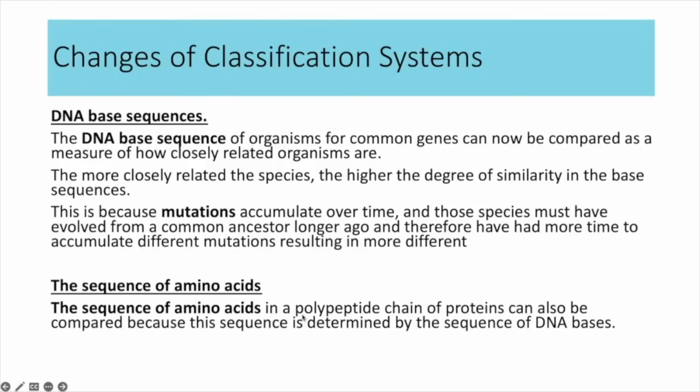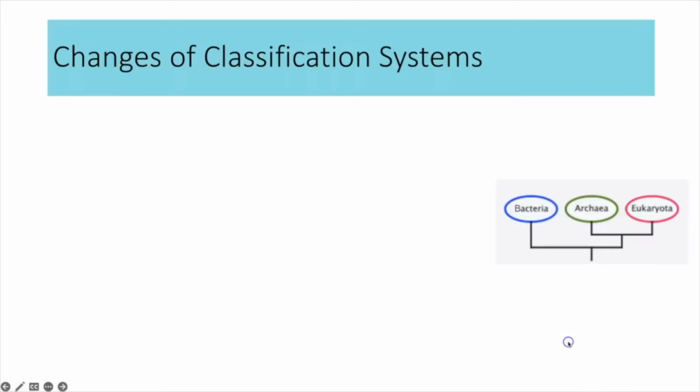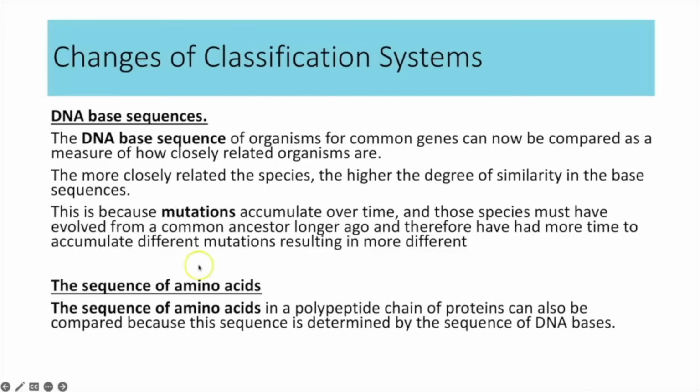Comparing the sequence of amino acids is the same concept, but instead of comparing the number of DNA bases in exactly the same order, you compare the amino acids for a common protein and see how many amino acids are exactly the same. And you can do that because the sequence of amino acids is determined by the DNA base sequence. However, that method won't be as accurate because the genetic code is degenerate, which means some of those amino acids might be coded for by different codons.